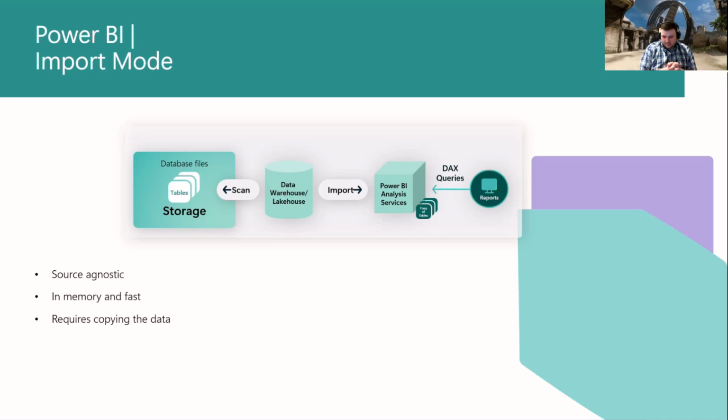So the first one is the traditional one that we've had since the beginning. It's called import mode. This is source agnostic. Basically, what you're doing is saying we're going to load the data into the semantic model in memory. So if I'm going out to my data warehouse, I might say, hey, every 24 hours, every 5 hours, whatever the schedule is, go back to my data, load all the new data into the semantic model so it's there in memory and it's very fast and performant.